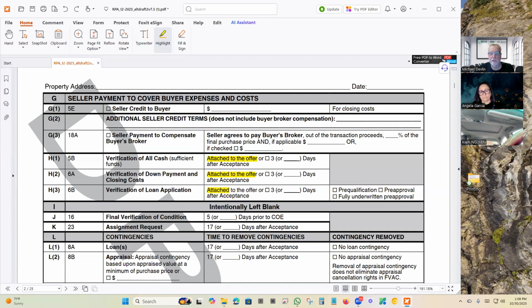What is verification of all cash? It doesn't define it in the contract. Could it be a screenshot of bank statements or a screenshot of a stock portfolio, or the lender, the loan agent in their pre-approval letter could say, and we have verified that the buyer has sufficient assets in order to close the transaction. It could be a letter from the bank saying this guy's got enough money.